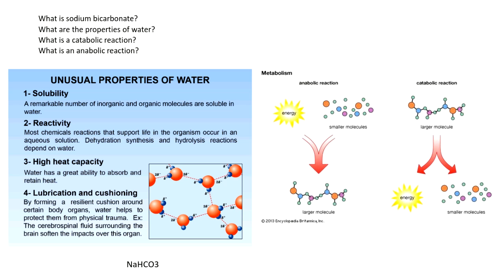Okay, water has amazing properties that make it a very strong solvent, make it a good medium for reactions to happen, and it holds a lot of heat. So a catabolic reaction is something that makes a larger molecule into a smaller molecule, or otherwise it's just breaking something down. Anabolic reactions build up compounds. So you start off with a smaller molecule, there's energy, and then you end up with a larger molecule.